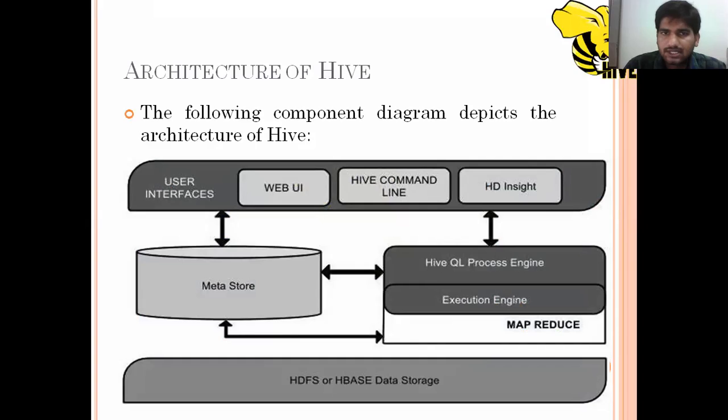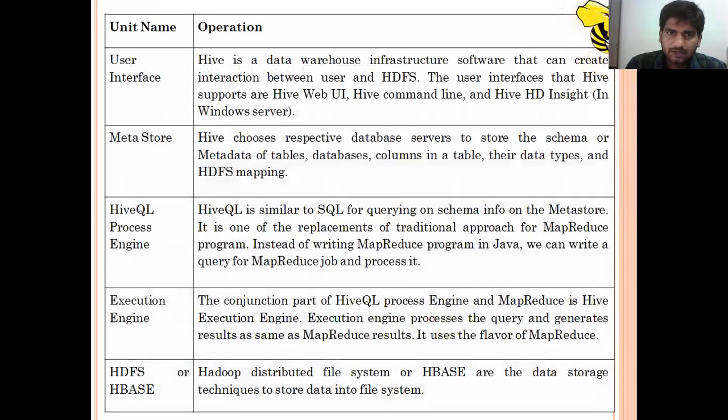So this is the architecture of Hive. User interfaces are there, web interfaces are there. We have some commands, Hive command line arguments, and HD Insight are there. Metastore and Hive query process engine, and the execute engine for map reduce programs, and where we are going to get the data storage, all those things. So this is the structure of Hive.